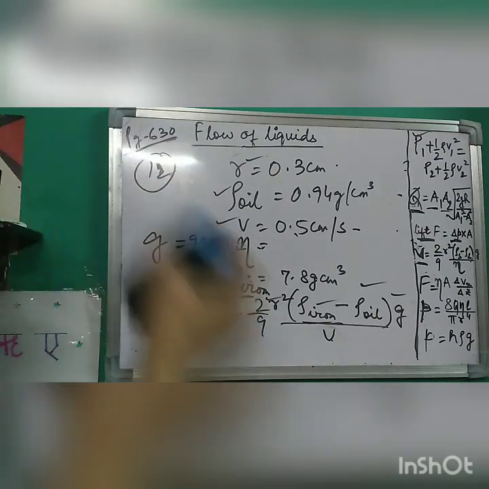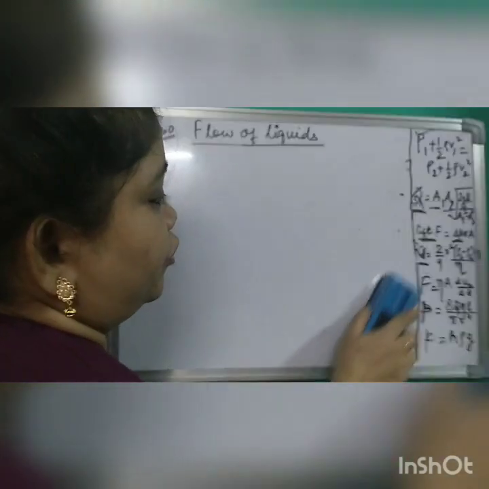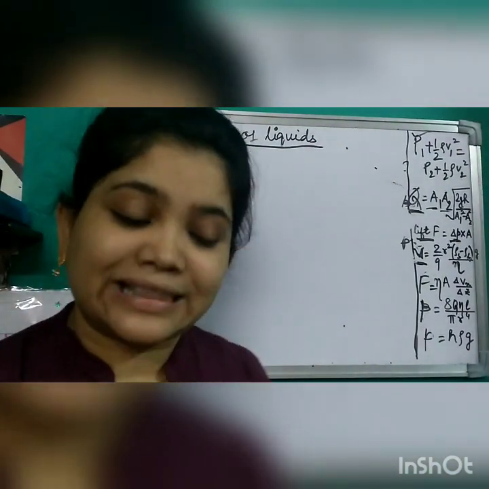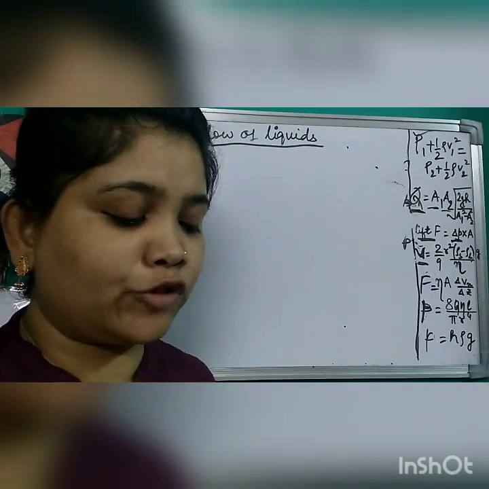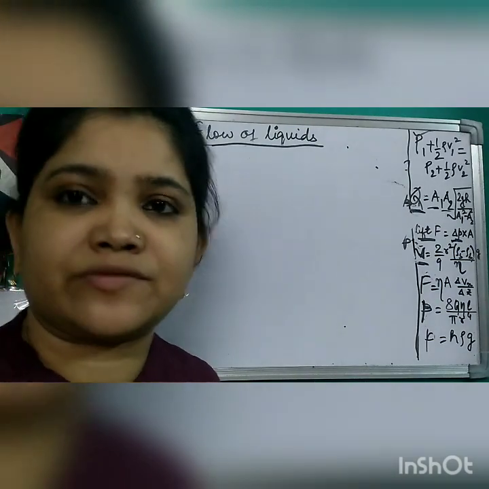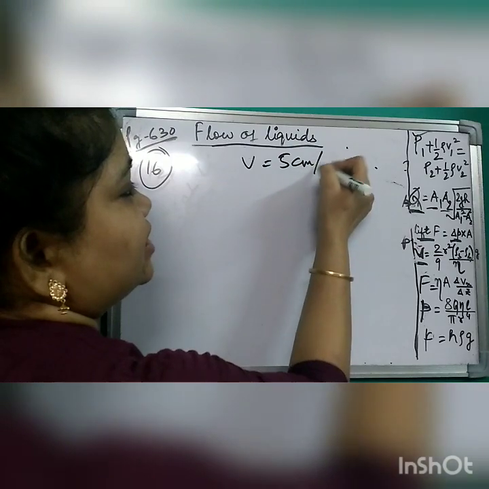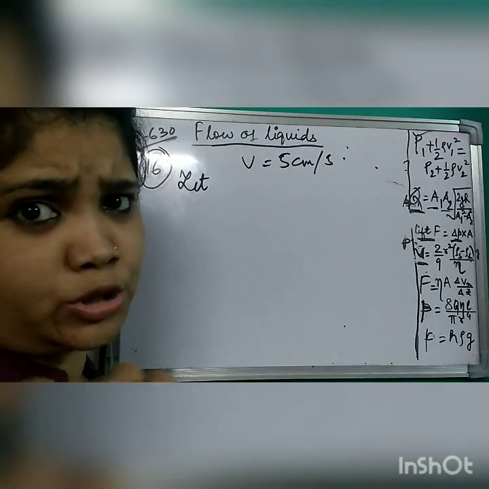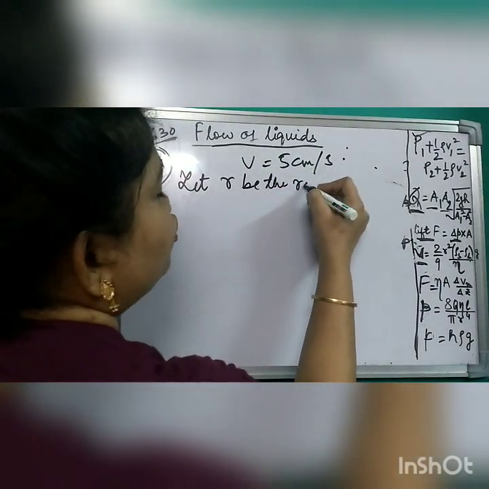Now let me go to sum number 16. I'm doing different types of sums for you, but those sums which are the same type, students, I would expect you to do yourself. In the 16th sum, they are telling: 2 drops of equal radii are falling in air with a terminal velocity of 5 centimeter per second. So terminal velocity V is given as 5 centimeter per second. Let me take the 2 small drops' radius as R. Let R be the radius of the 2 small drops.